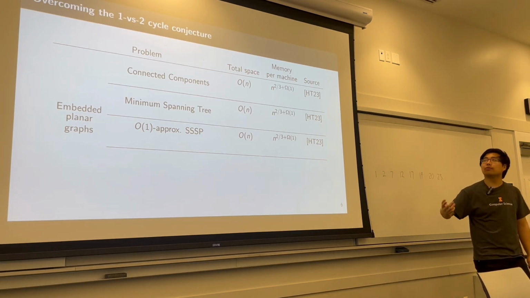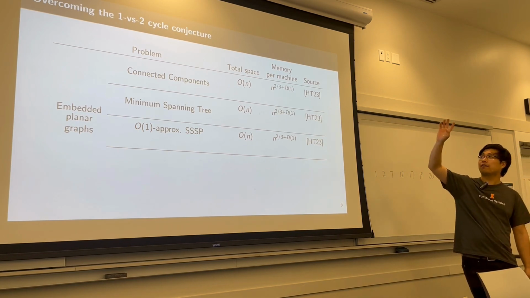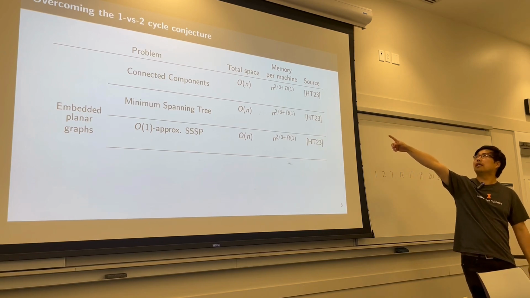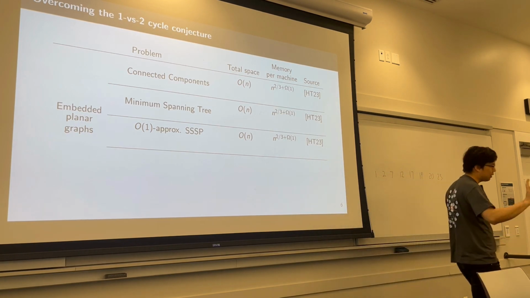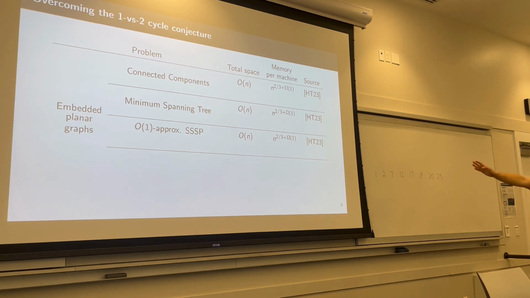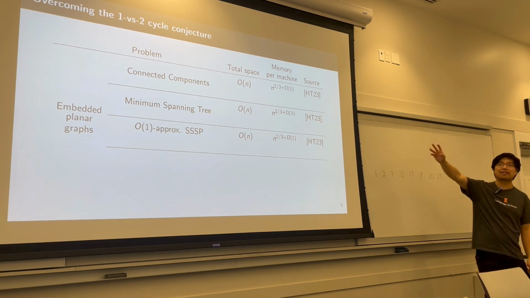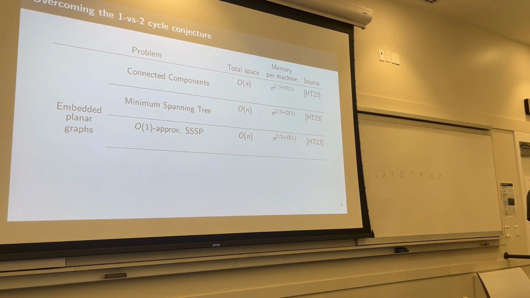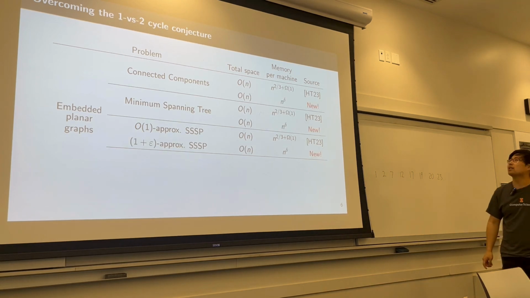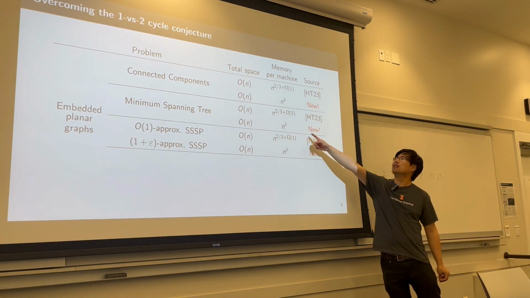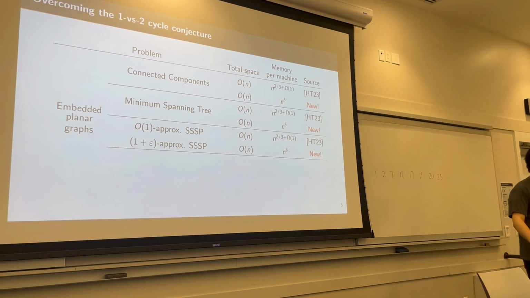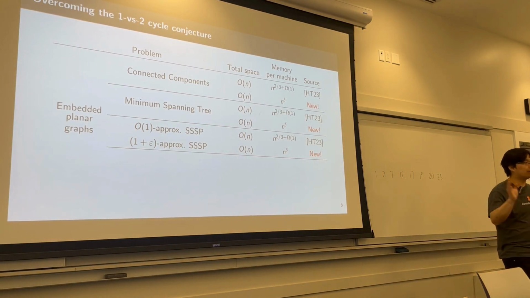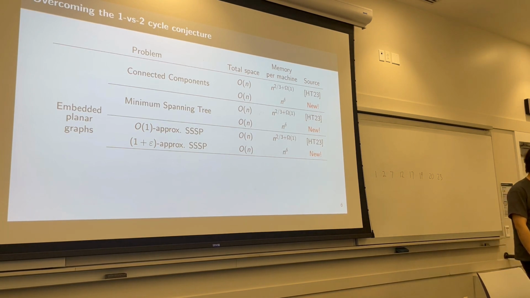And so what they showed was that if the total amount of space you have is linear, and you had at least n to the 2/3 memory per machine, plus a little bit more, you could actually accomplish this. So this already breaks the 1 versus 2 cycle conjecture. Our contribution is that we bring the memory requirement all the way down to any small polynomial in n, so n to the delta for any delta bigger than 0.